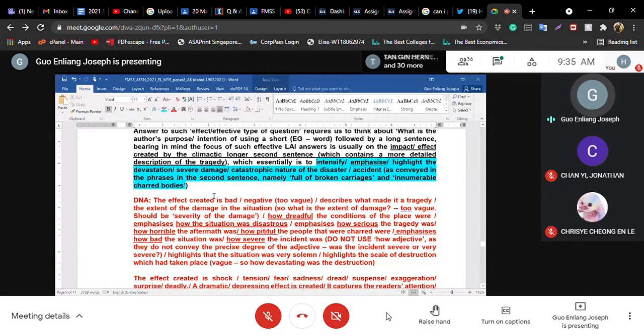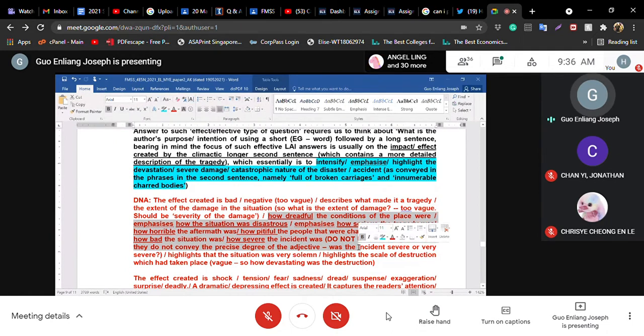Okay, obviously you cannot say the effect created is bad or too negative because it's vague. All right, then of course you cannot say extent of the damage. Okay, it's talking about extent of damage. So what is the extent of damage? You need to tell me the severity of the damage, or it's too vague. And then you should not be using how plus adjective. I think I went through before. If you use how plus adjective, you do not convey the precise degree of the adjective.